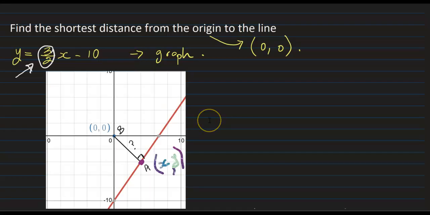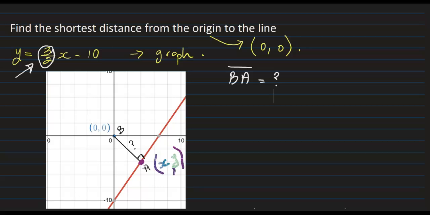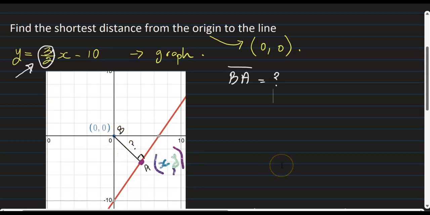All right. First, we need to find the equation of BA. That's the first thing we need to do, because once we know the equation of BA, then we can find the point of intersection of BA and the line y equals 3/2 x minus 10, and that coordinate (x, y) for point A, that point of intersection, will be used to find the distance between A and B. All right, to do this though, we have a couple of pieces of information that we can use.